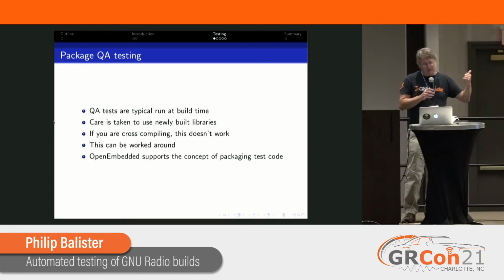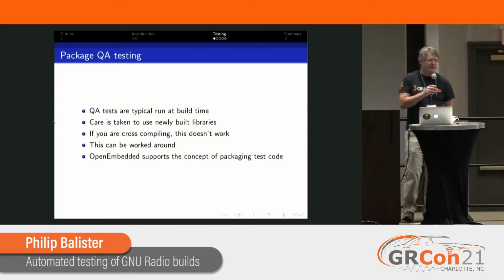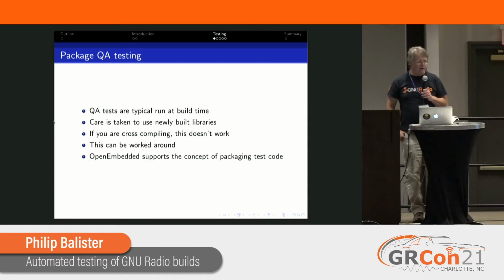Okay, so care is taken with your newly built libraries. When you're running the QA code on your build machine, you clearly don't want to be using libraries that you just built and installed in the machine. So there are a lot of wrapper functions in place to change the library path so that you use the newly built libraries. And you'll see a lot of this in the GNU Radio QA code.